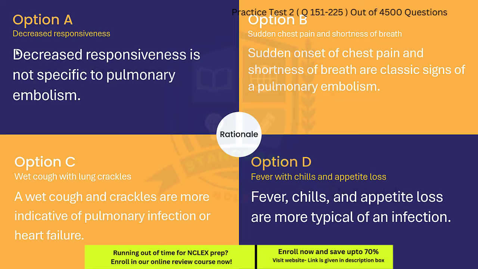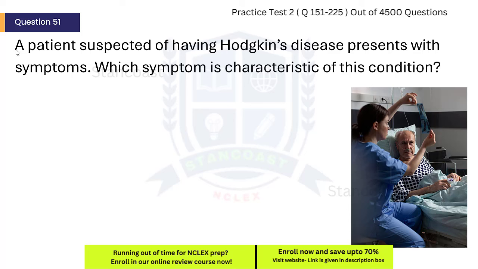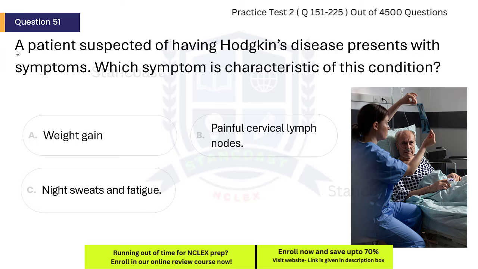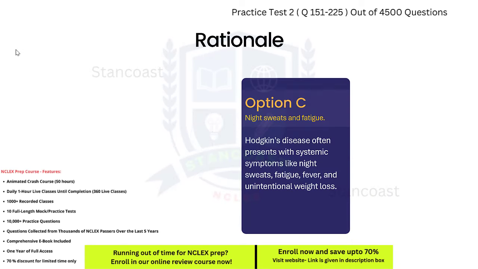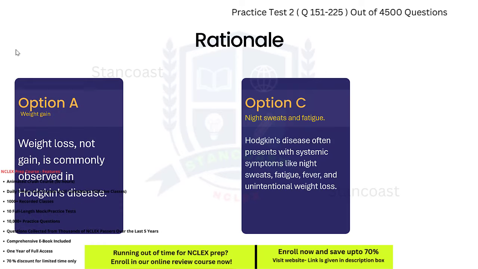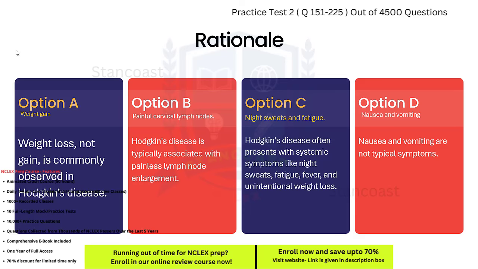Let's kick things off with the next question. A patient suspected of having Hodgkin's disease presents with symptoms. Which symptom is characteristic of this condition? A. Weight gain. B. Painful cervical lymph nodes. C. Night sweats and fatigue. D. Nausea and vomiting. Think about the systemic symptoms often seen with this condition. Ready? The correct answer is C. Night sweats and fatigue. Hodgkin's disease often presents with systemic symptoms like night sweats, fatigue, fever, and unintentional weight loss. Weight gain and nausea, vomiting are not typical, and lymph nodes are usually painless.